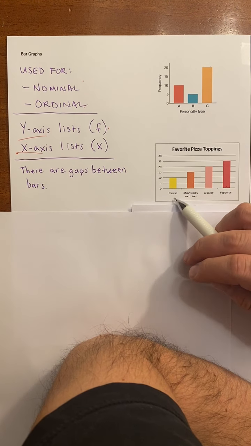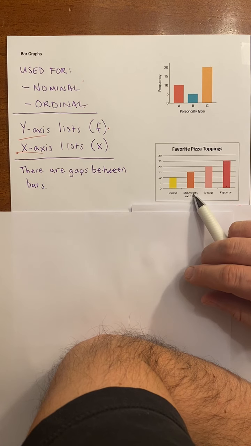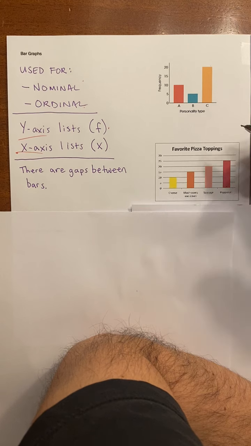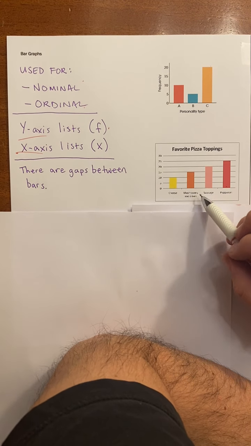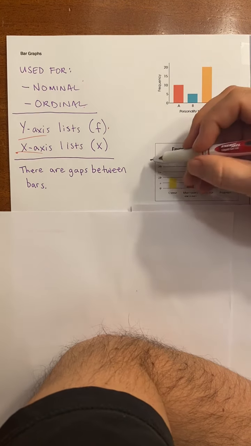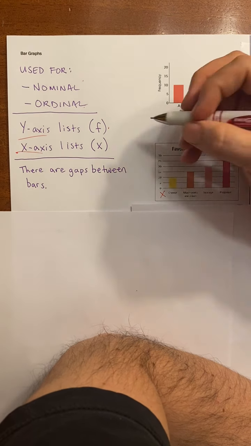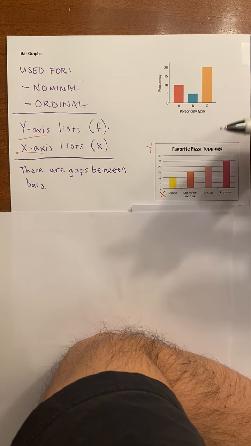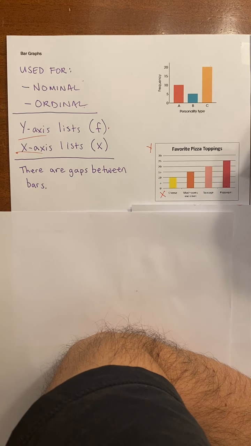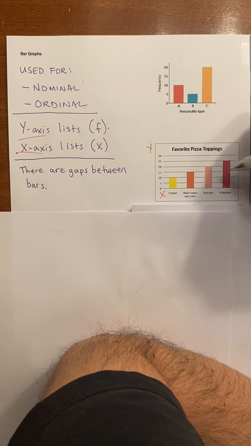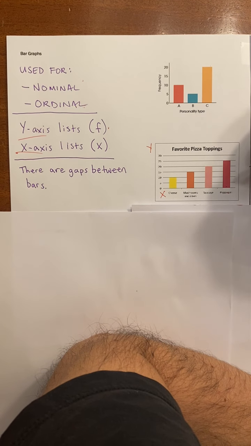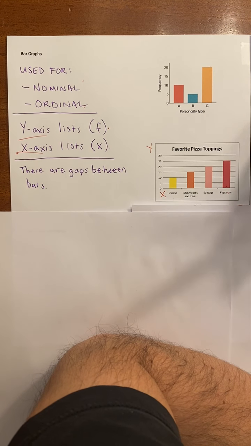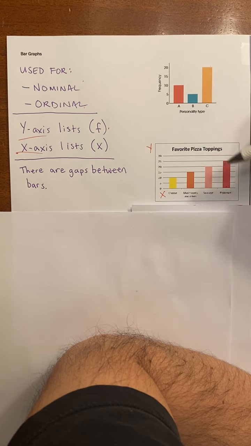So some people said, I just like cheese, I like mushrooms and olives, I like sausage, and I like pepperoni, right? So again, here are our X's, or our different categories, and that's our X-axis. And then on the Y-axis, you've got the frequency, how often each category was supported. And what we're seeing here is that more people liked the pepperoni than the other categories. So again, this is a nominal bar graph.